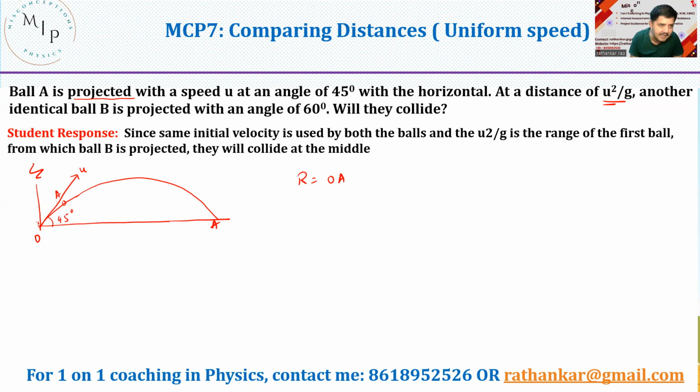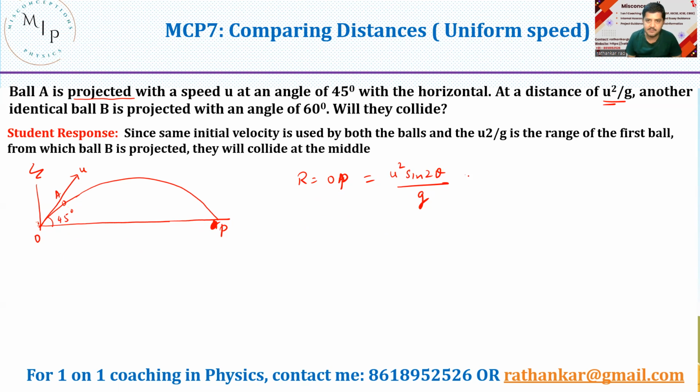Now let us look at this. Let me write this as OP here. So this is projectile motion. We know that the range formula is given by u squared sine 2 theta divided by g. This is the formula for range, where u is the initial velocity and theta is the angle, 45.